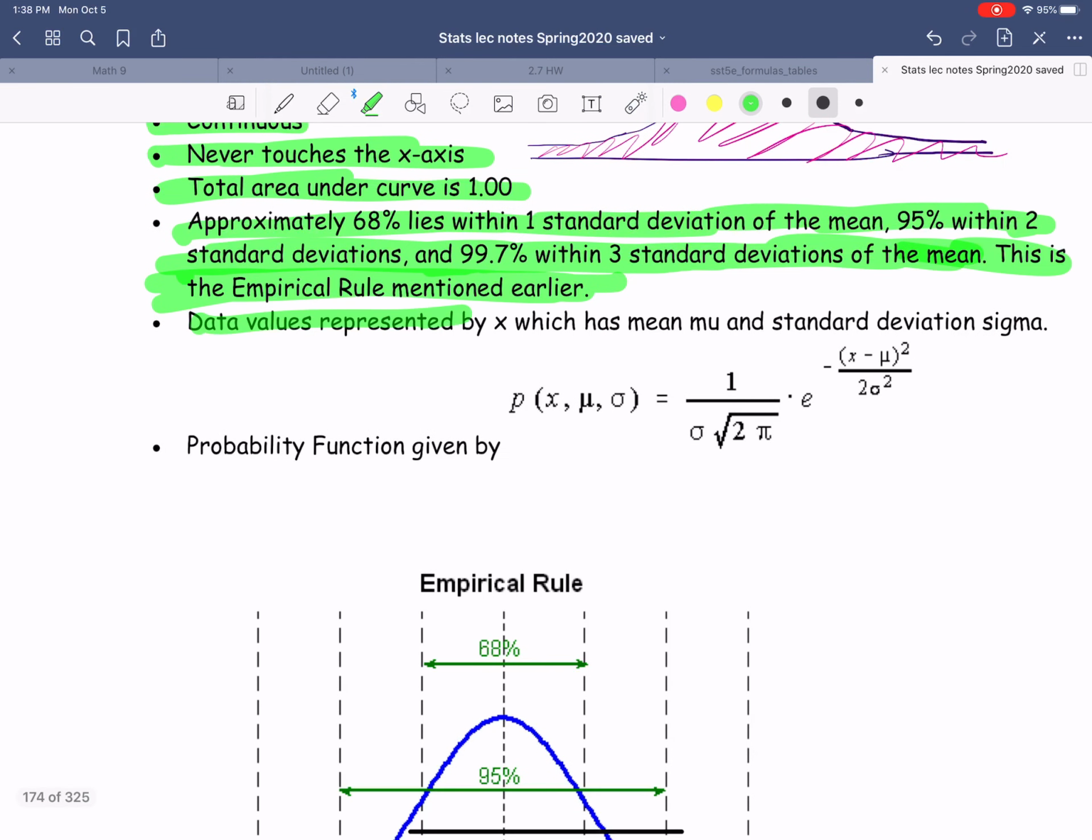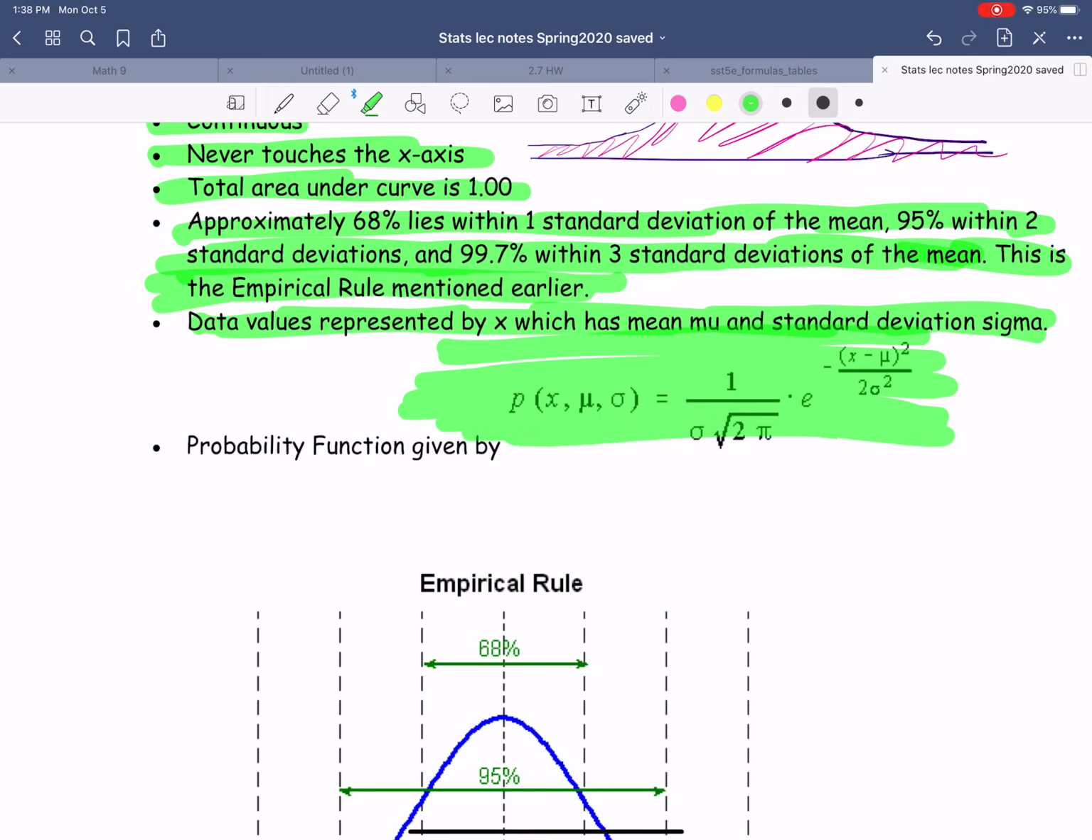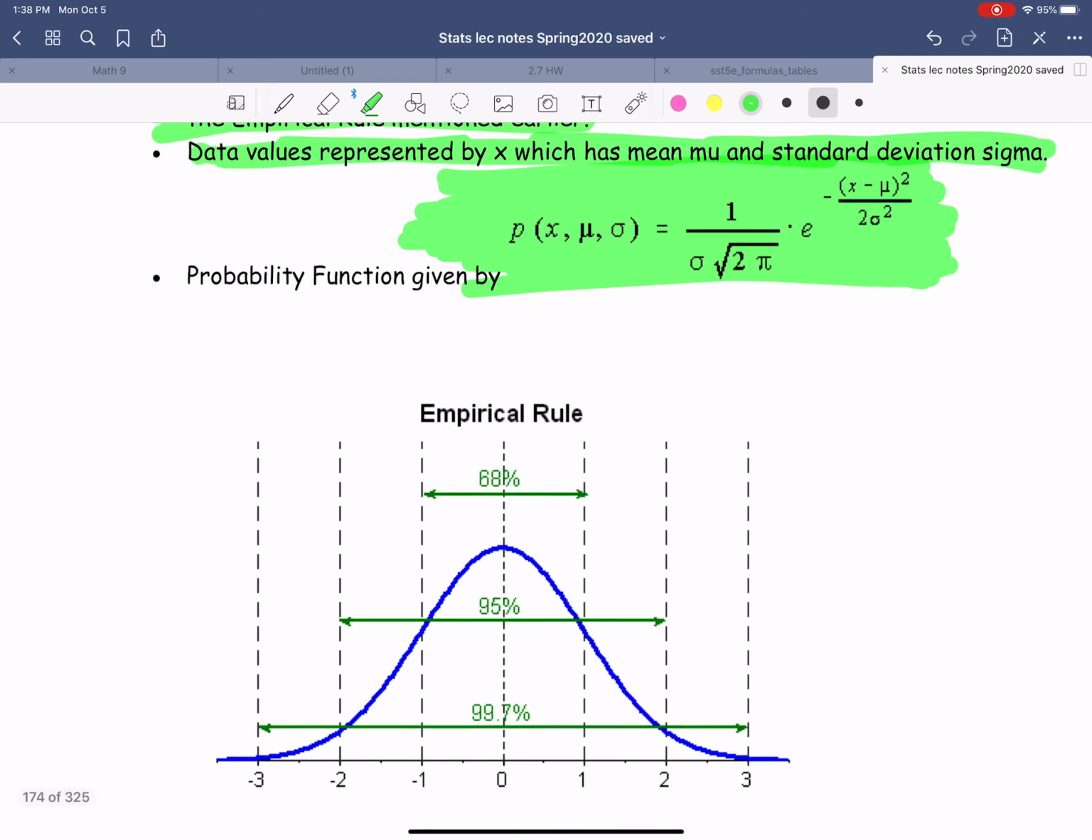Now, data values are represented by x, with a mean mu and a standard deviation sigma. This is the probability density function. If you took calculus 2, you should have seen this function. But if you have not taken calculus, then you have not seen this function, and don't worry about memorizing it. You don't need to memorize this. It is just a function of x, mu, and sigma, called the probability density function.